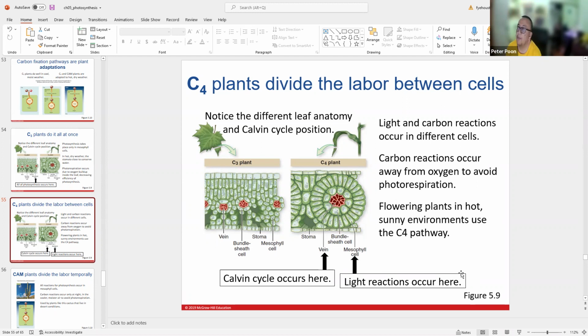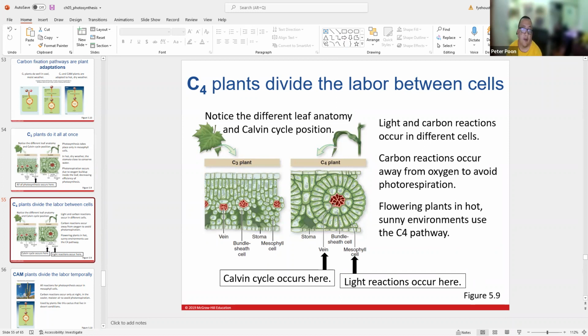That way you don't have cells that have a lot of oxygen and are trying to use the Calvin cycle, because that doesn't work. Oxygen is in high levels in the mesophyll cells, but in very low levels in the bundle sheath cells where the Calvin cycle happens. By separating the two stages, one in each cell, it separates the oxygen from photorespiration.